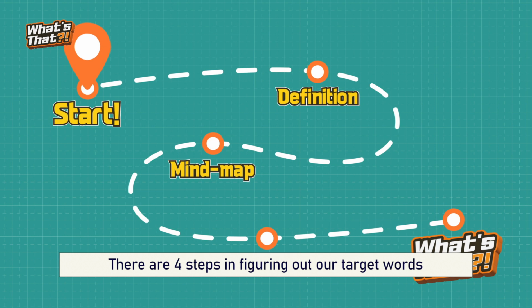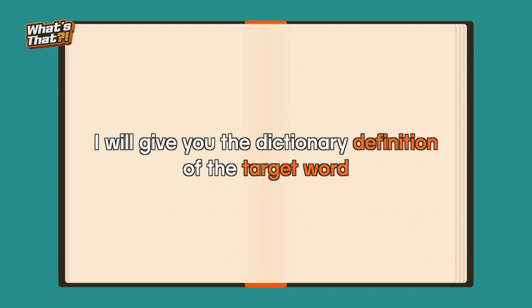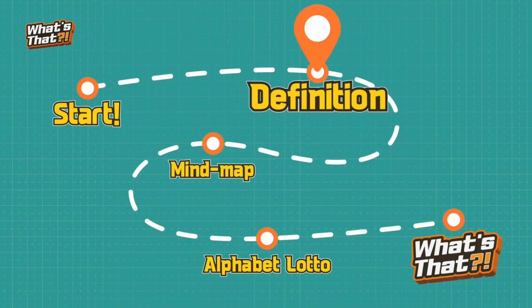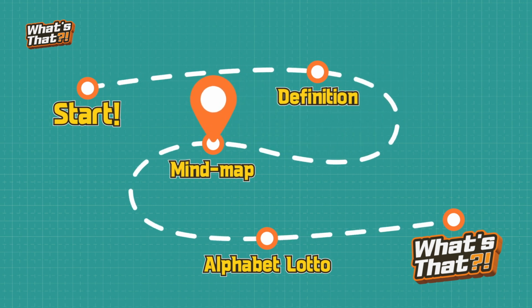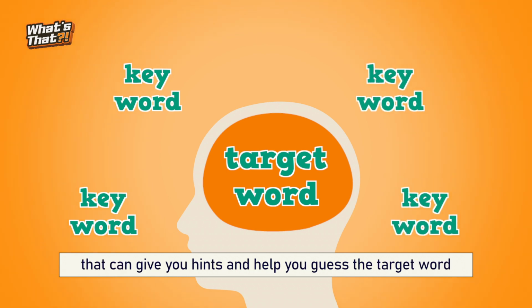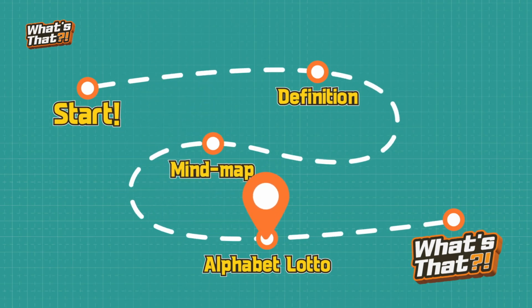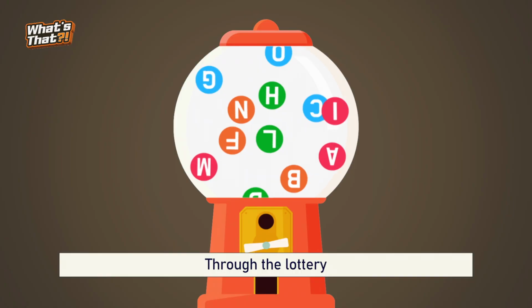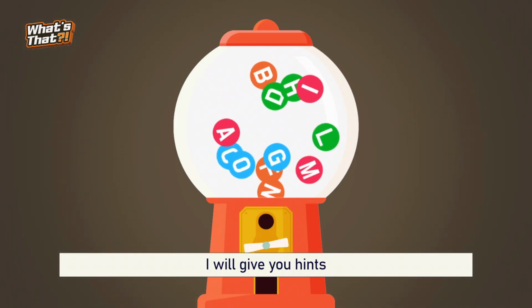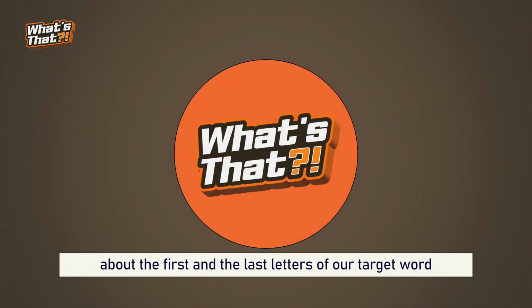There are four steps in figuring out our target words. First, definition. I will give you the dictionary definition of the target word. Second, mind map. I will give you several key words that can give you hints and help you guess the target word. Third, alphabet lotto. Through the lottery, I will give you hints about the first and last letters of our target word.